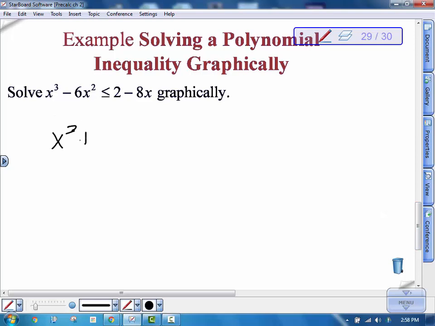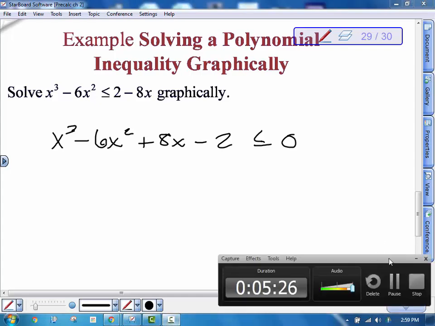You have x cubed. If you add 8x to both sides, you get x cubed minus 6x squared plus 8x minus 2 is less than or equal to 0. So we need to find the zeros of this polynomial, which we've done before in this class by actually graphing, but we also use the rational zeros theorem, where we plugged in fractions of these coefficients, negative 2 and 1, and then found the rational zeros.